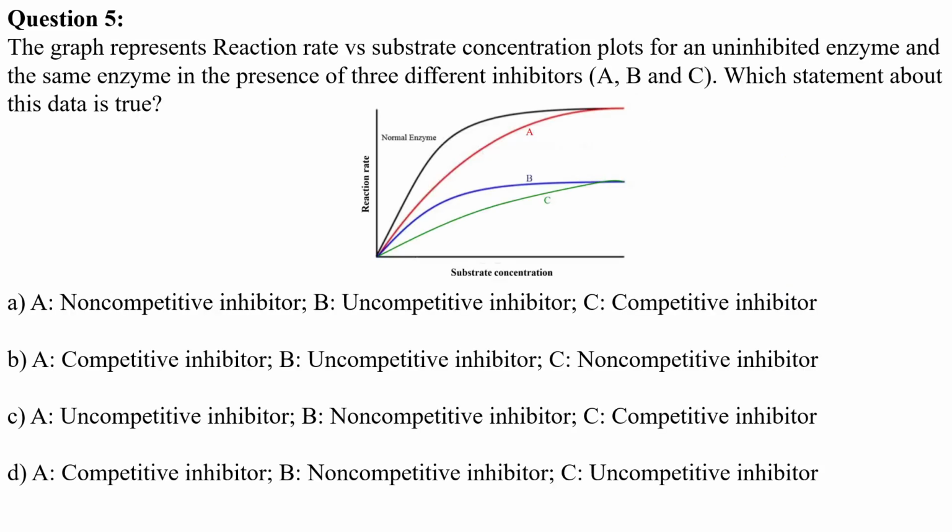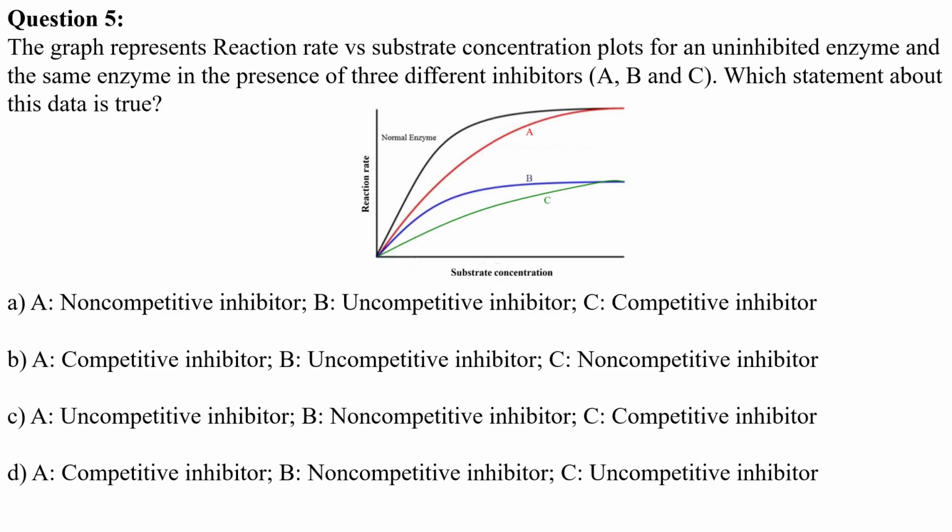So moving to the next question, question number 5. The graph represents reaction rate versus substrate concentration plots for an uninhibited enzyme and the same enzyme in the presence of 3 different inhibitors A, B and C. Which statement about this data is true?